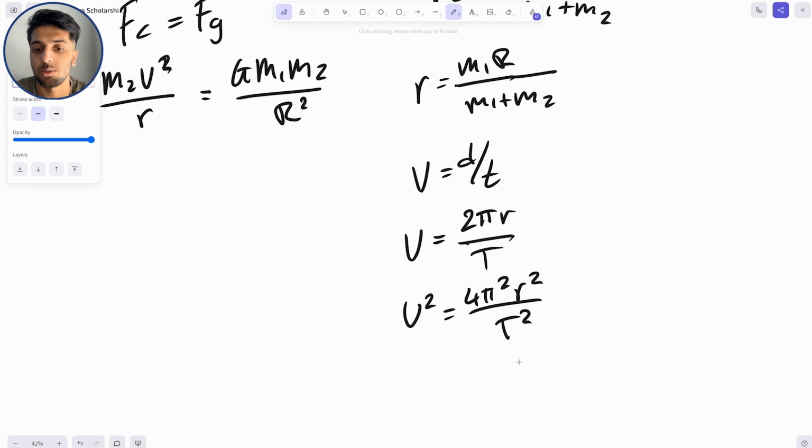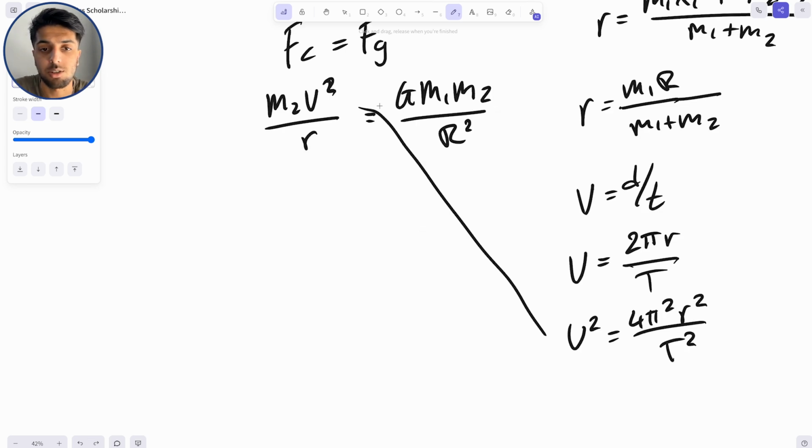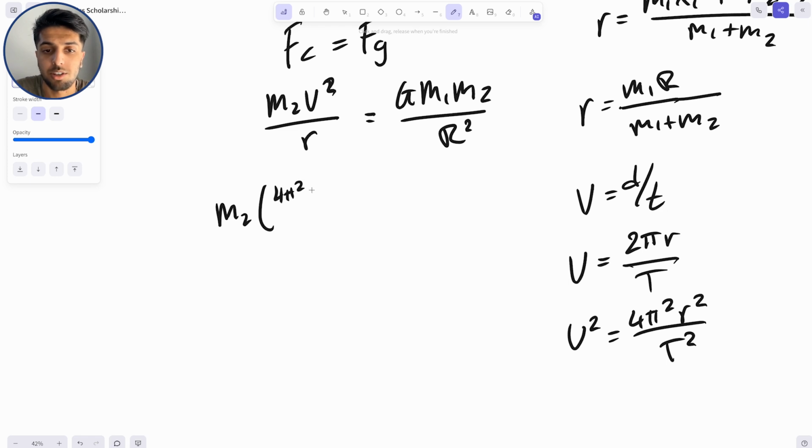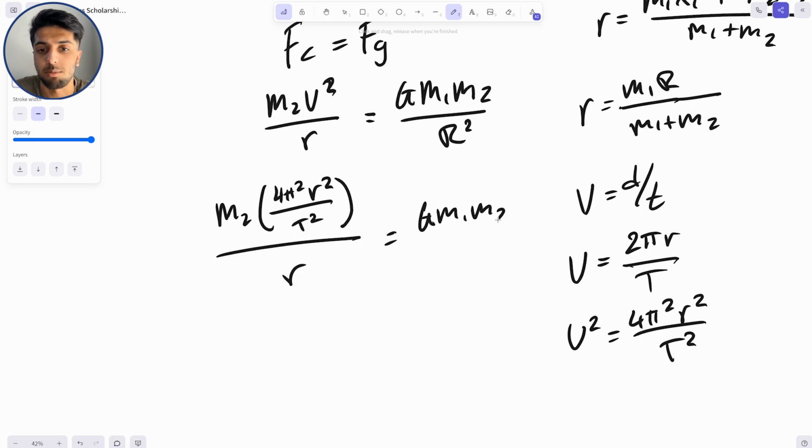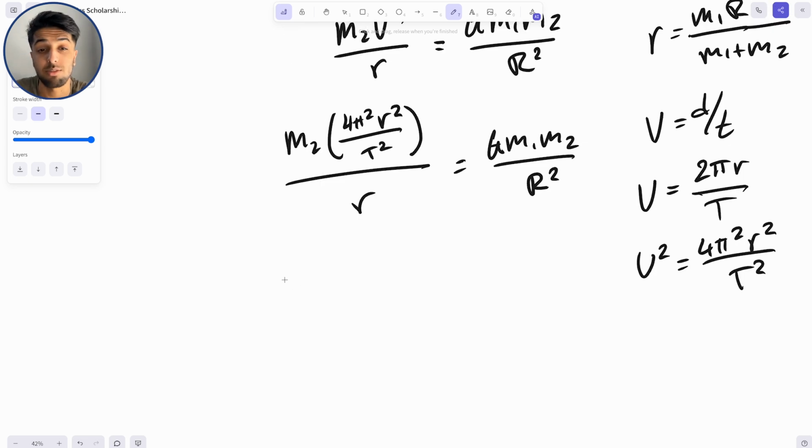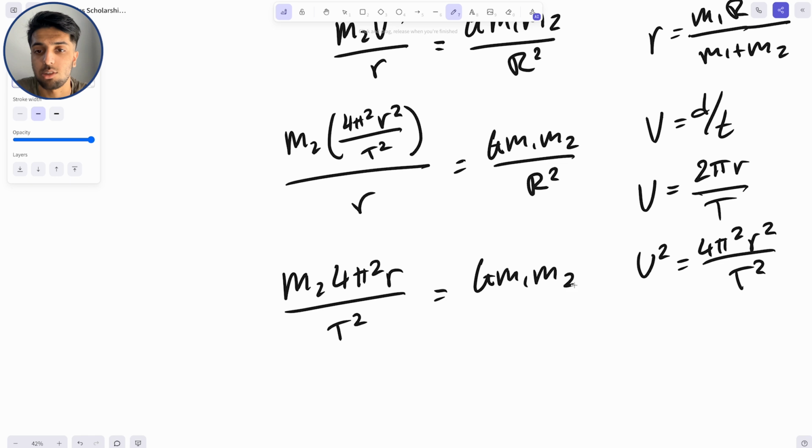Subbing our velocity into this equation, we get m2 4 pi squared r squared over t squared, all over radius, and then G m1 m2 all over r squared. This can be further simplified to m2 4 pi squared r over t squared, and that's equal to G m1 m2 all over big R squared.